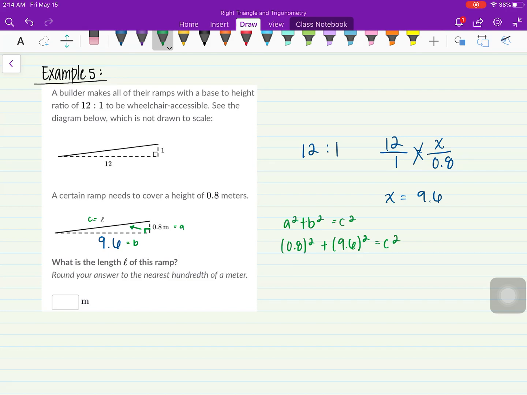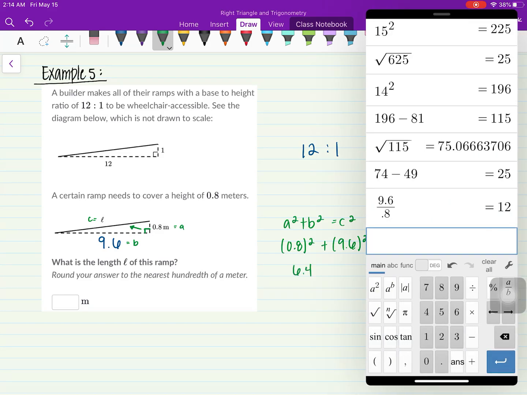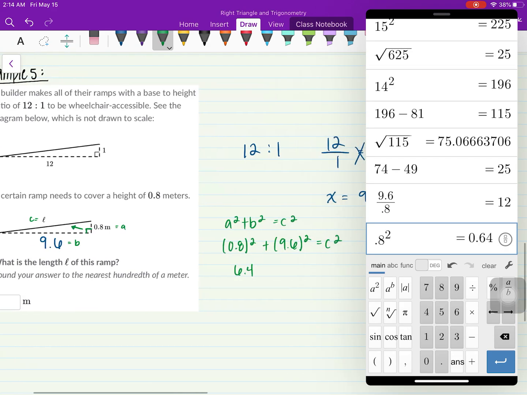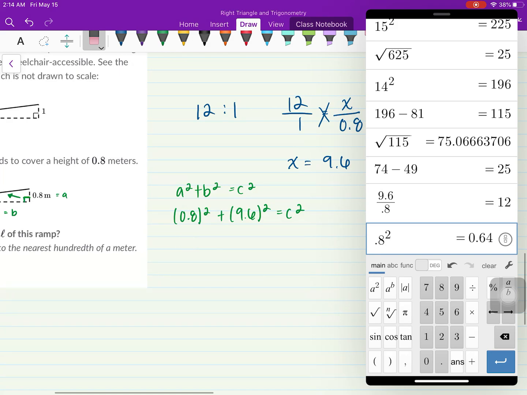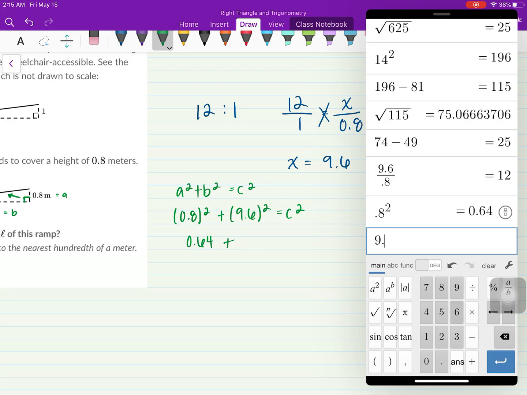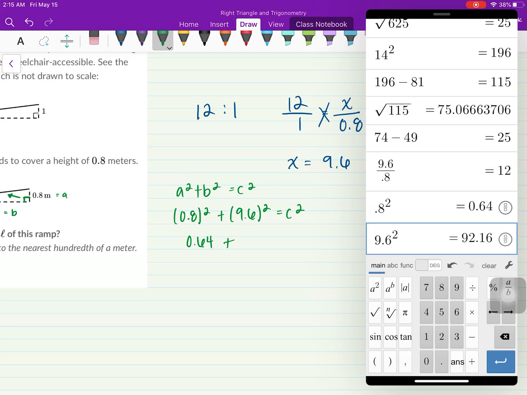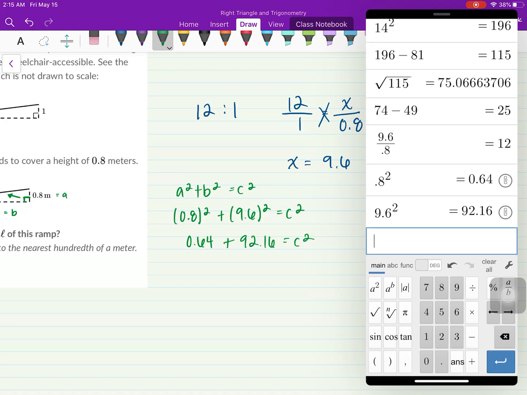And whatever we get there is going to be our c value squared. So then 0.8 squared is going to be 6.4. Let me just double check that because decimals throw things off. Yeah, no, I lied. 0.64, not 6.4. 0.64 plus 9.6 squared is going to be 92.16. And all of that is equal to c squared.